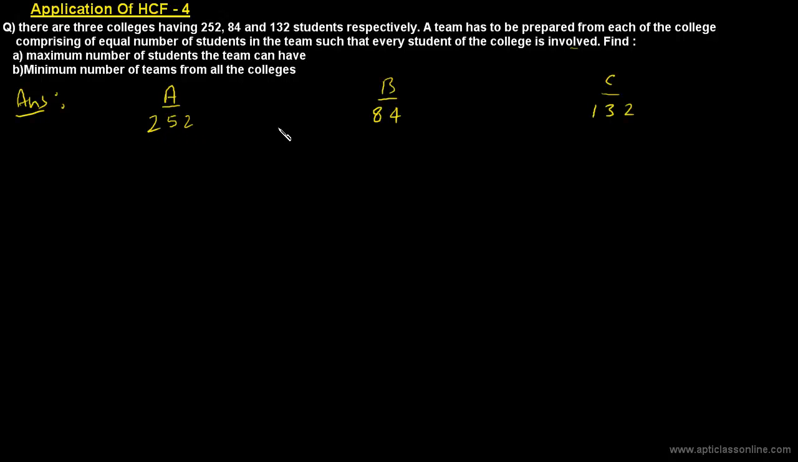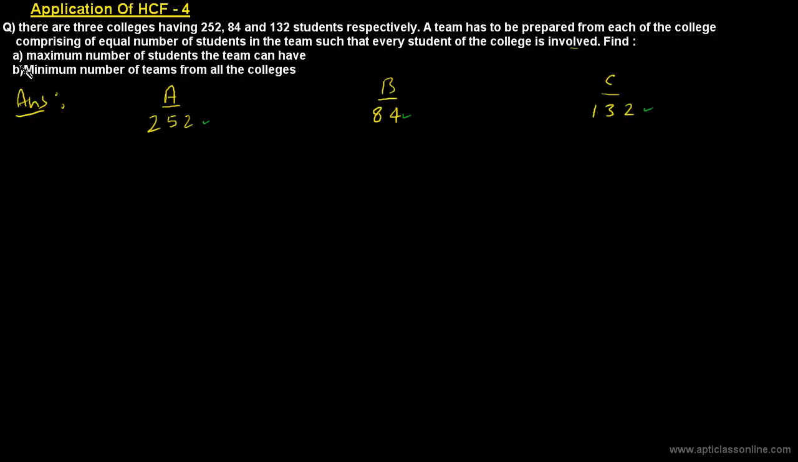So if we look at this question from the perspective of numbers, then we can say that if there are three numbers, 252, 84 and 132, then basically we are trying to find out a number which can completely divide 252, 84 and 132, because here it is written that every student of the college is involved. That means a number has to completely divide all the three numbers. So how can we find that? If we factorize 252, 84 and 132, then the common factors to all will be numbers which will completely divide 252, 84 and 132.